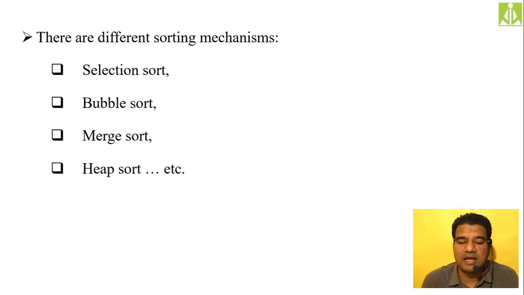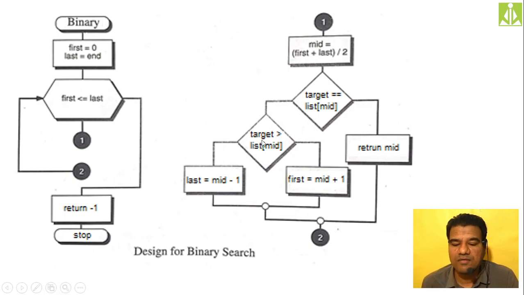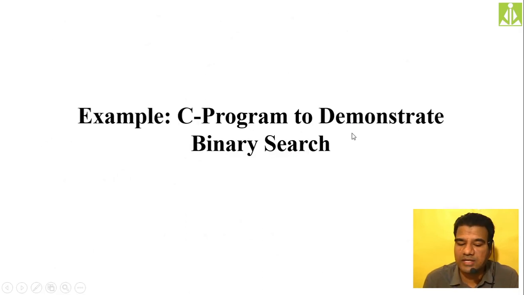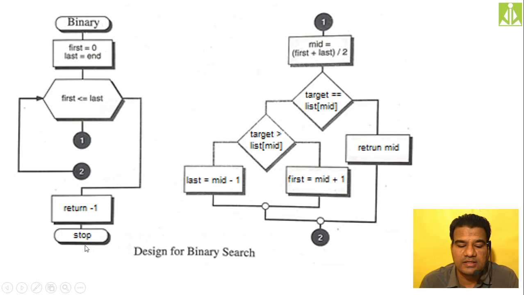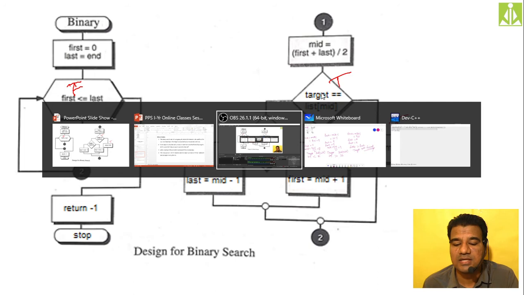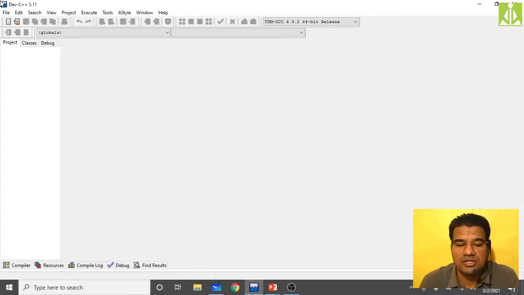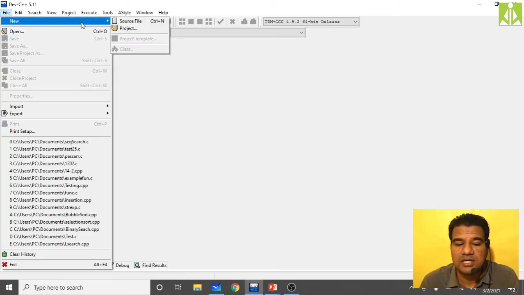Finding the target in the list is the target found case, and not finding the target in the list is when first value becomes greater than last. If this condition fails, the target is not there in the list, and if this condition is true, the target is found in the list. That's it. Only two possible cases. Let me just show you the implementation of this binary search.